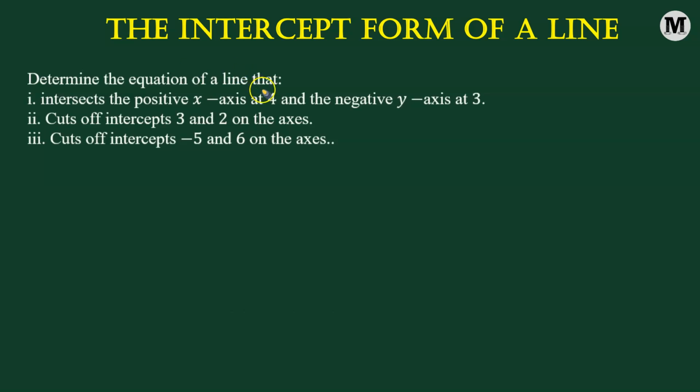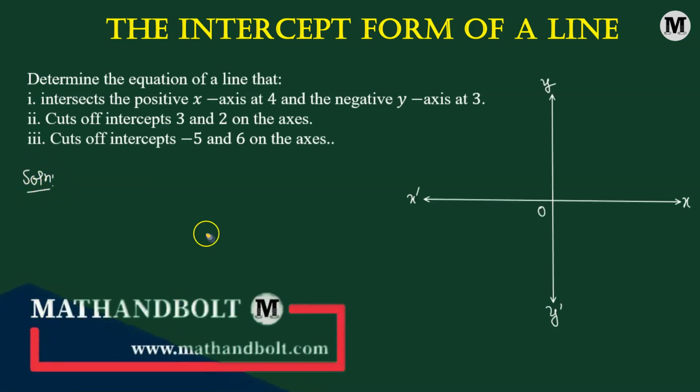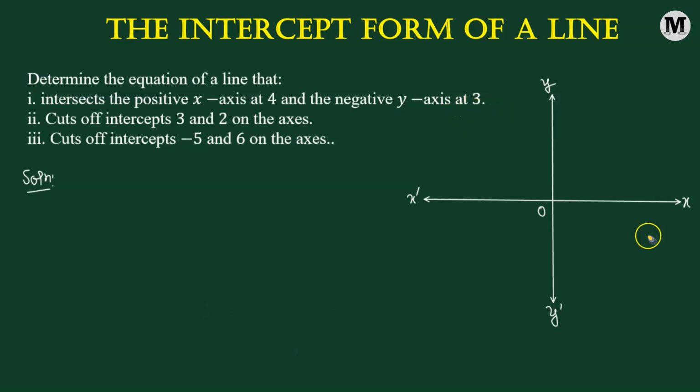Determine the equation of a line that intersects the positive x-axis at 4 and the negative y-axis at 3. Okay, let us begin. First, we're going to consider the xy coordinate plane. Now, we need to find a line which is going to intersect the positive x-axis at 4 and the negative y-axis at 3. That means that the line is going to pass through 2 points on the axes.